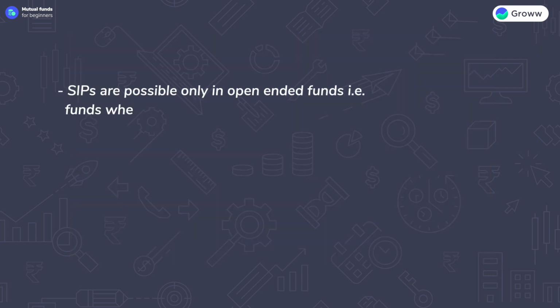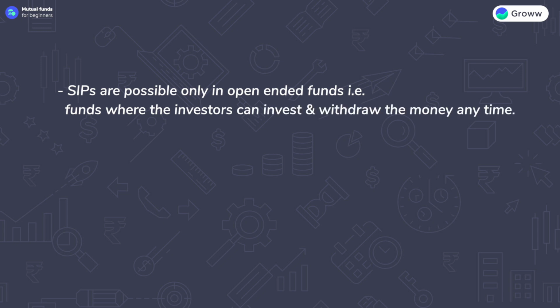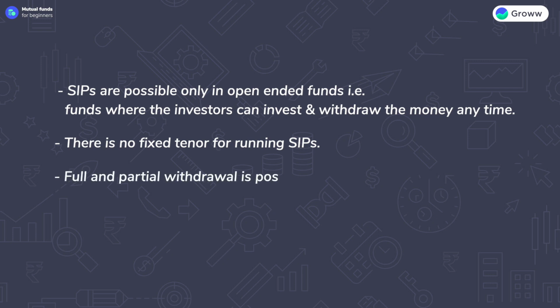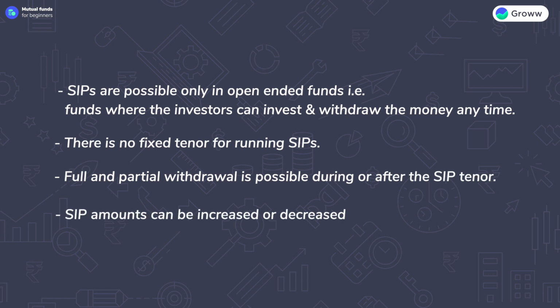SIPs can only be invested in open-ended funds, where an investor can take out the money or add more money into the funds at any point in time. Now, the tenor for an SIP is also flexible. Just because there's a tenor which is pre-decided, it doesn't mean that you cannot stop the SIP at any point in time. You can stop the SIP anytime, and you can also continue to invest after the tenor by placing a request with the mutual fund company. Also, the SIP amount can be increased or decreased at any point in time.